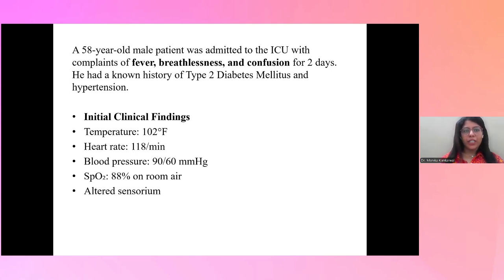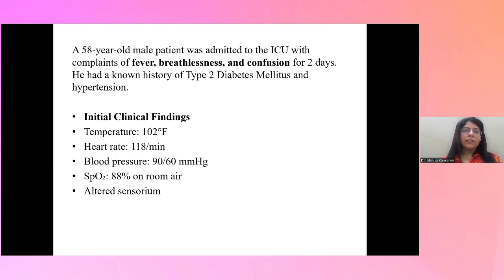There was a 58-year-old male patient admitted to the ICU with a complaint of fever, breathlessness, and confusion for 2 days. He had a known history of type 2 diabetes mellitus, and the patient was also hypertensive. The initial clinical findings were temperature 102 degrees Fahrenheit, heart rate 118 per minute, a bit tachycardic, blood pressure 90 by 60 mmHg, hypotensive, and SpO2 88% on room air with altered sensorium.